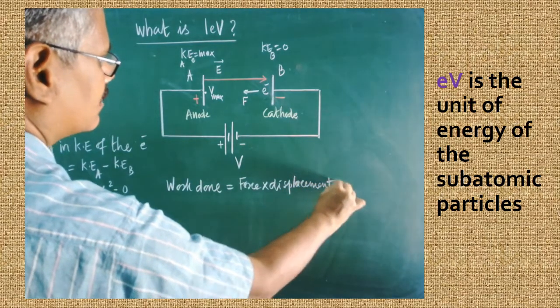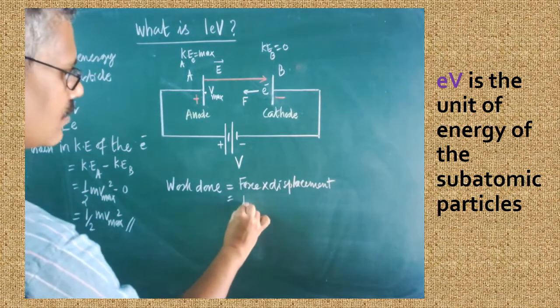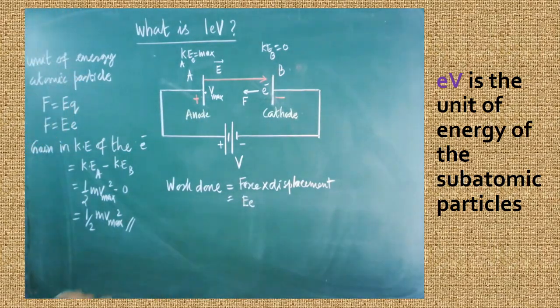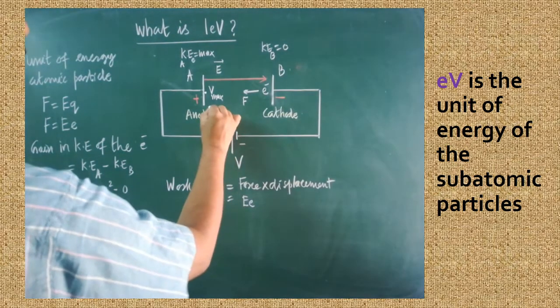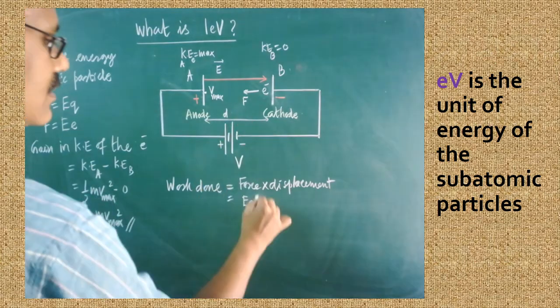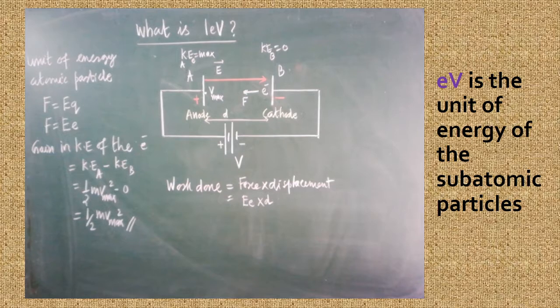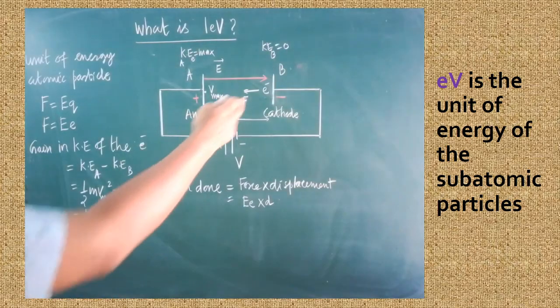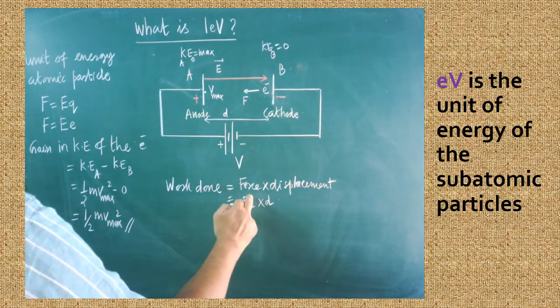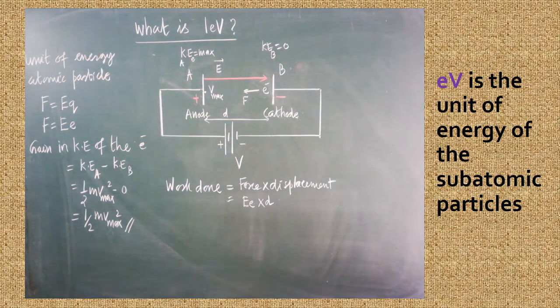So what is the electric force acting here? The electric force formula is already calculated: eE. Here, in between the plates, the distance can be taken as d, so displacement can be taken as d. So the work done in moving from here to there is eE into d. With the help of this, we are able to calculate.